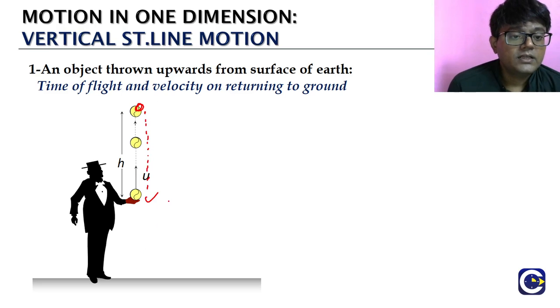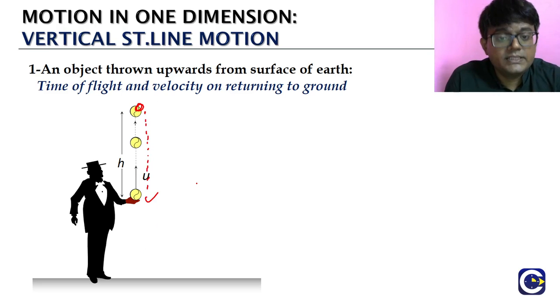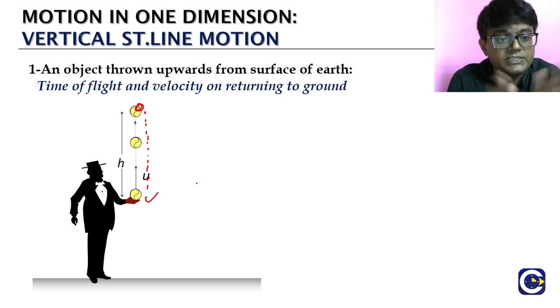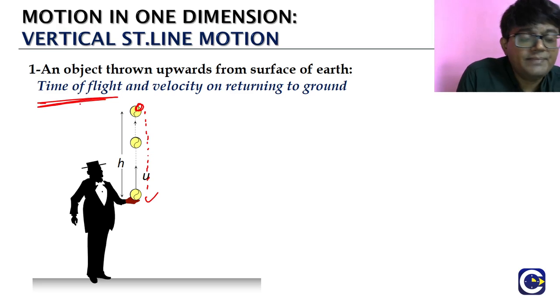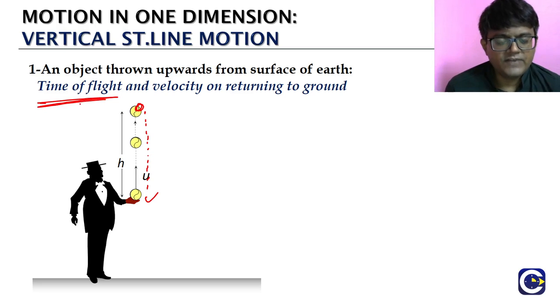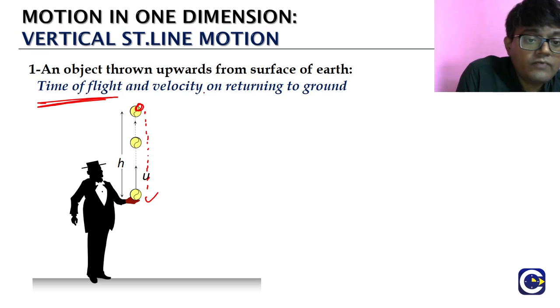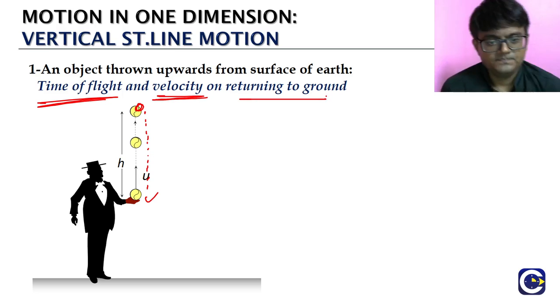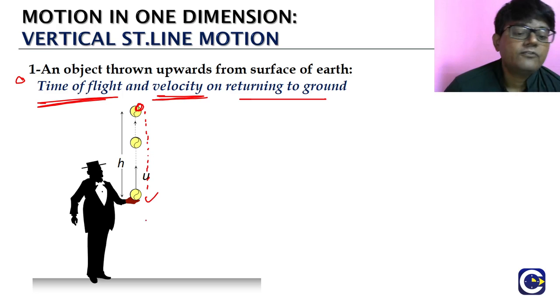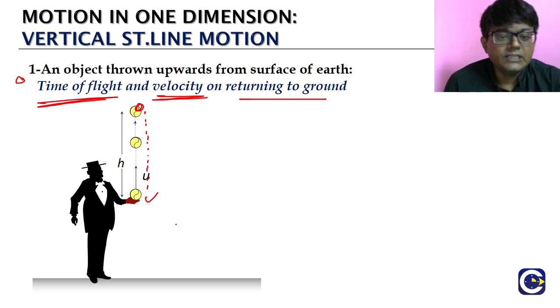When we look at the overall motion, it is going up to the maximum height and then coming back. That is the overall journey. Time of flight basically means the time it takes for the entire journey, the time it takes to come back. We also need the velocity on returning to the ground. So we'll do the derivation for the time of flight.